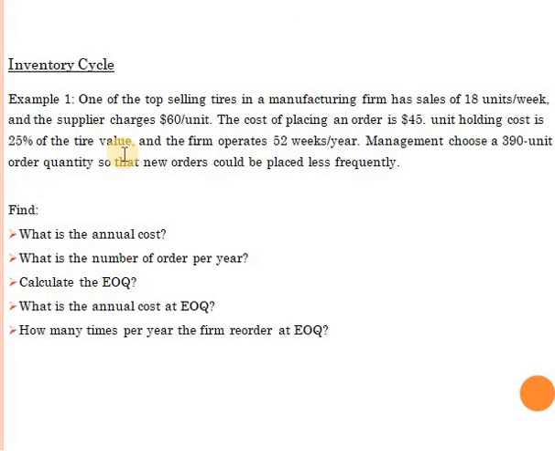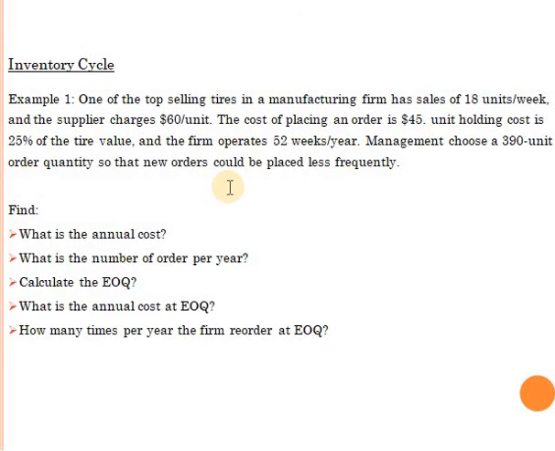And here we have to know that the firm operates 52 weeks per year because we have to get the costs per year. Management chooses a 390 unit order quantity so that they do not make frequent orders. They want to minimize the number of orders that they do, so they decided to get a big quantity to store it. So you realize here, even if I minimize the ordering cost, the holding cost will be higher. So we have to find the point that will give me the least total cost, sorry.